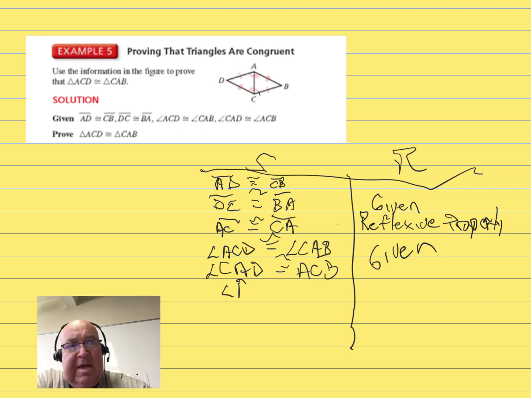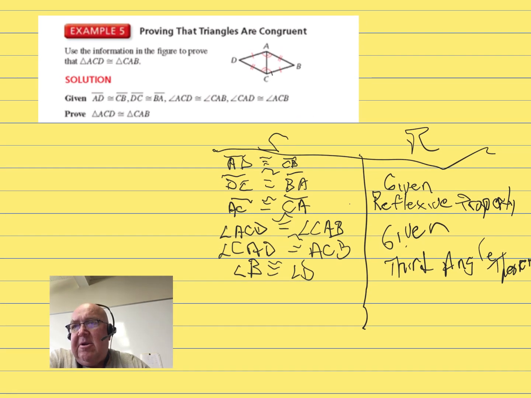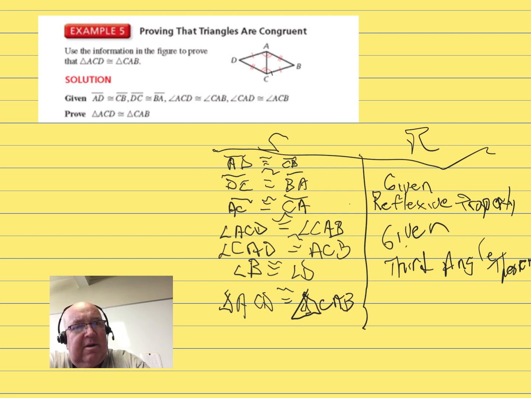So angle B is congruent to angle D, and that's the third angle theorem. And using that, we can say that triangle ACD is congruent to triangle CAB. And that is all corresponding parts are congruent.